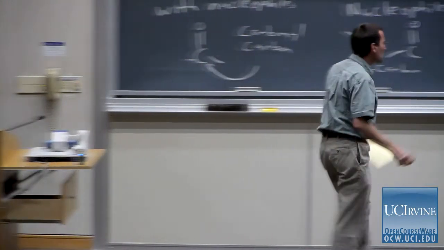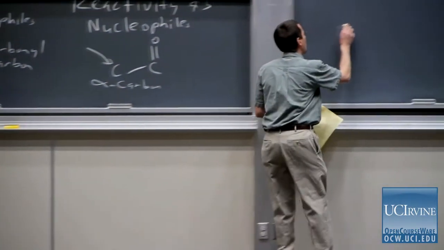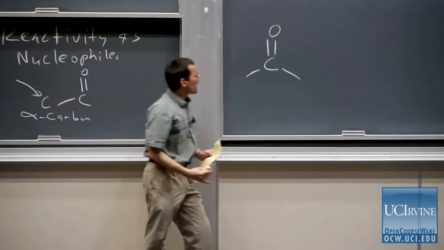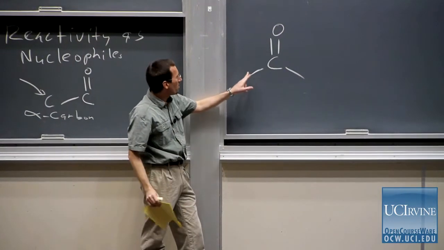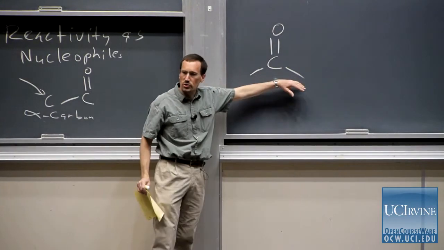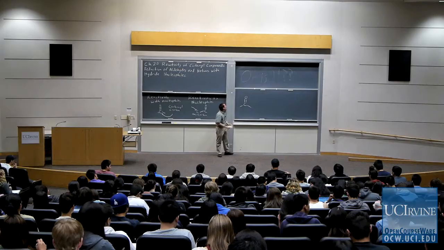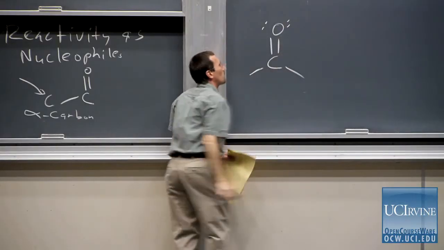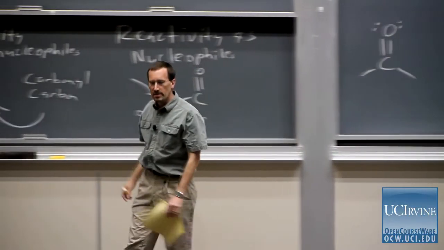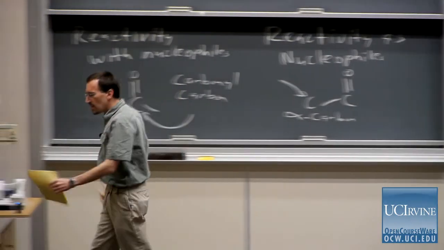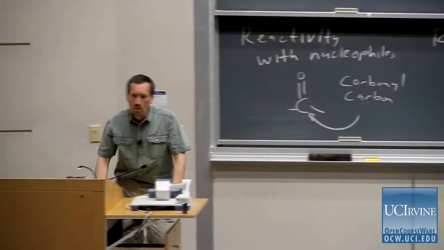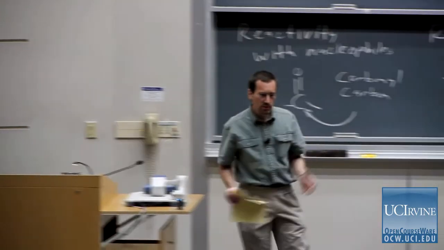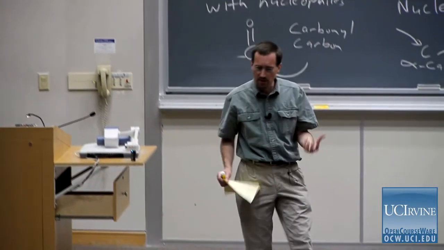And let's start with a carbonyl group. This isn't meant to be acetone or any particular carbonyl group. I'm just drawing this as a general carbonyl group. And we'll be good people, we'll write our lone pairs of electrons and focus on the carbonyl group. So oxygen is more electronegative than carbon. Oxygen has a greater nuclear charge. It pulls the electrons toward it.